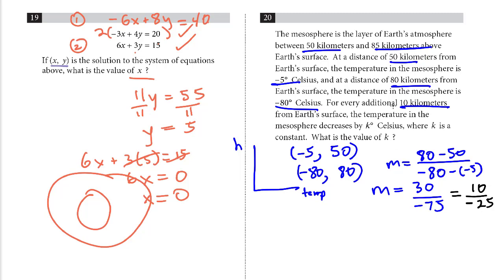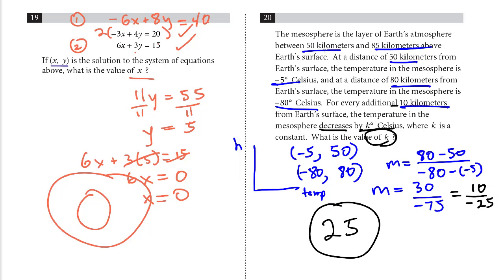They tell us in the problem, if we go up another 10 kilometers, the temperature in the mesosphere decreases by K degrees Celsius. What is the value of K? Well, if we went up by 10 kilometers, we should drop another 25 degrees. So, decrease by K degrees is 25 degrees. K equals 25 degrees that we're decreasing by.